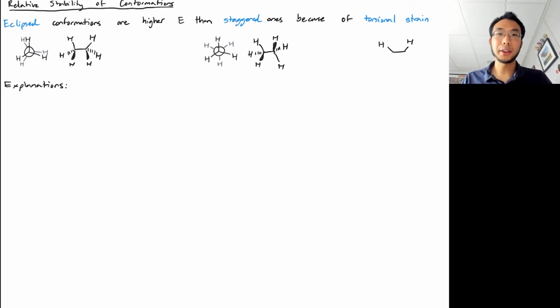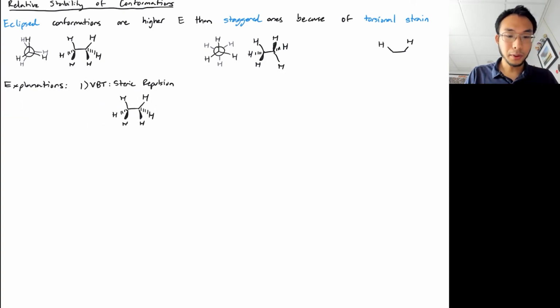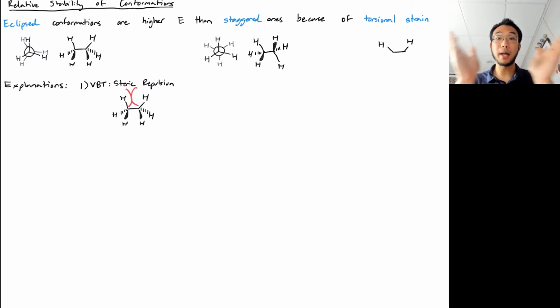The first explanation you can think of as being a valence bond theory approach, which is to say that electrons repel each other, and by putting electrons in these two sigma bonds relatively close to each other, they're going to repel each other. That is leading to this increase in energy. So it's common for organic chemists to use a symbolism like this to indicate those two groups are repelling each other. The electron density is too close, and that increases the energy of the system.